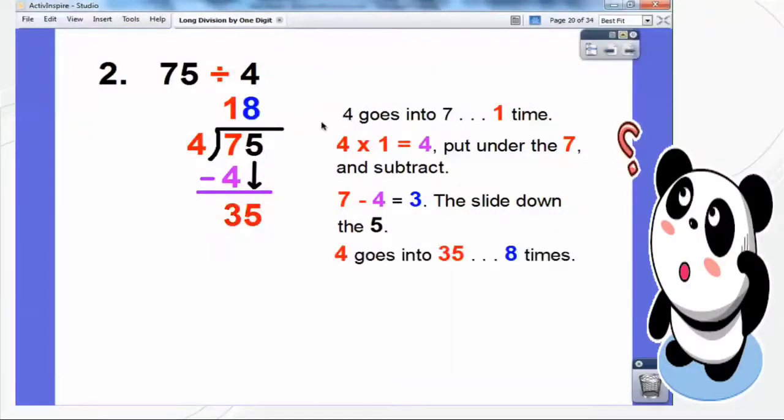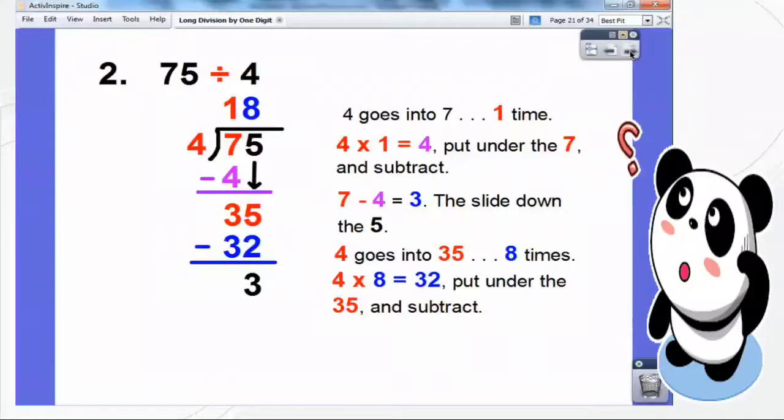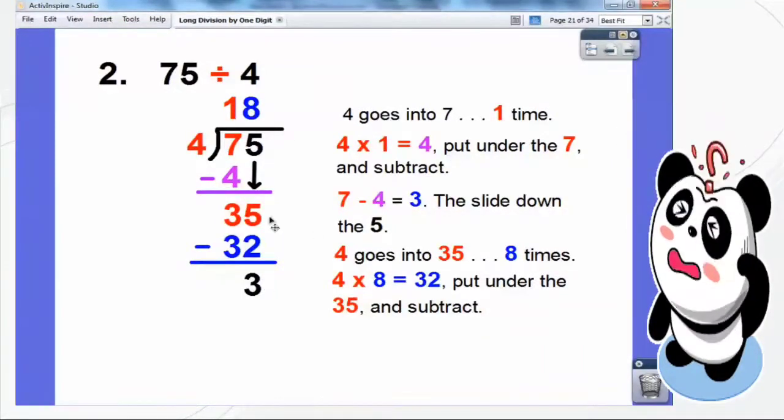Okay, 4 goes into 35 8 times. Okay, and then I'm going to multiply 8 times 4, and that's what goes right underneath here. 8 times 4 is 32, and then we subtract. Okay, and I don't have any more numbers to slide down, so I'm done.